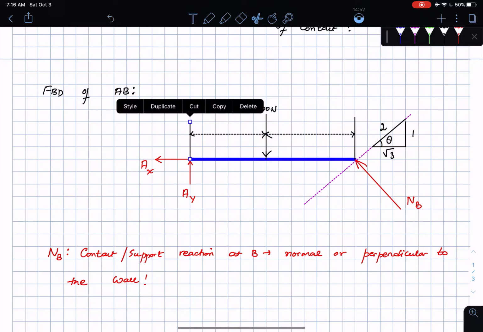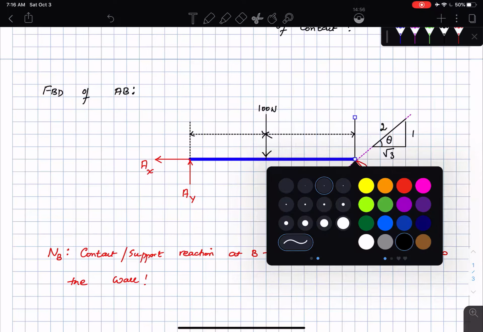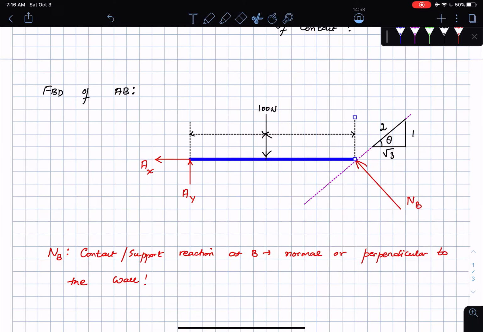Once you have the free body diagram, the problem is pretty much done, because there is nothing much to do here. You're just summing forces, you're just summing moments, and then that is the end of the story. One thing I want to show here is this. Look at the slope triangle here. I want to take this NB force and then break it into its components.